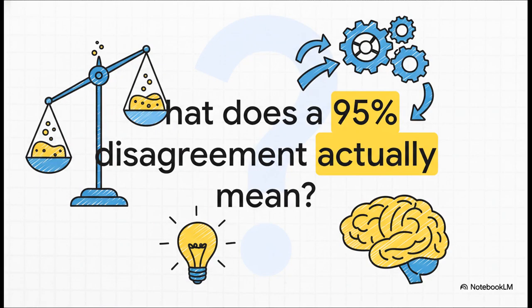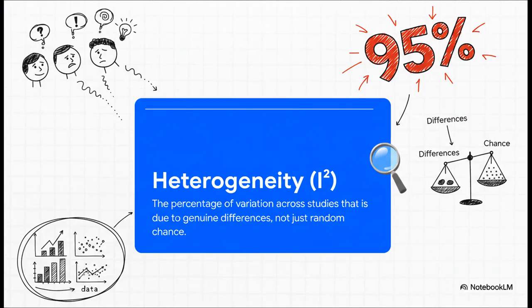So what does a 95% disagreement actually mean? Well, it's not just random noise. It's a measure of something called heterogeneity. It's a fancy word, often shown as I-squared, but the concept is pretty simple. It tells us how much of the variation we're seeing is because of genuine differences between the studies, like maybe they use different populations or different methods, versus just plain old random chance.